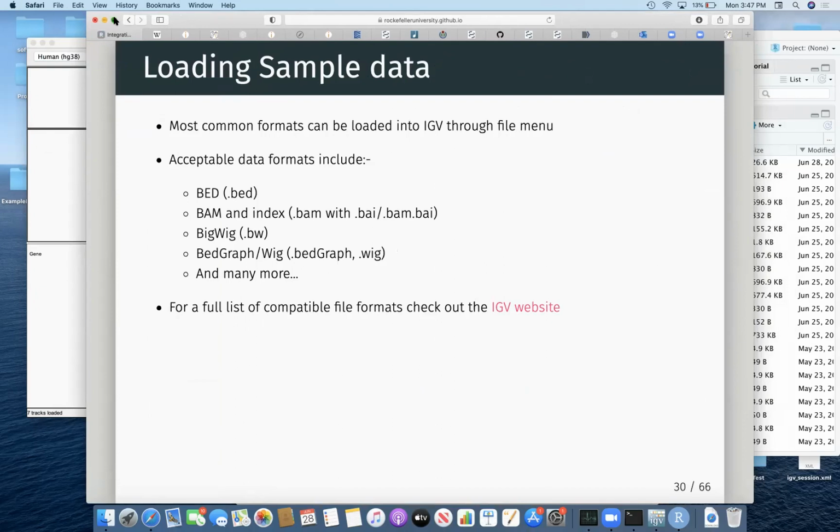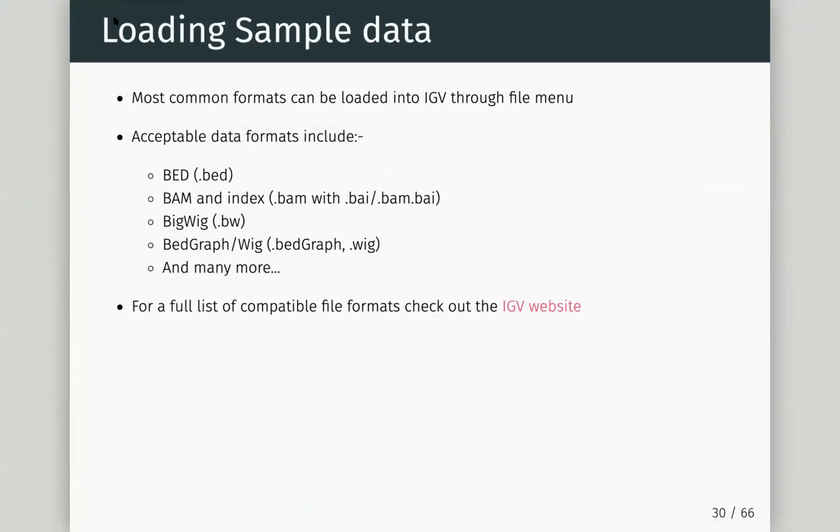Okay, so once you've got your genome data and you want to start putting your actual genomics data, your high throughput sequencing data onto this, IGV is very good at, or caters for, a wide range of different data formats. I think I've probably got a link here. I can show you all the different data formats it covers.